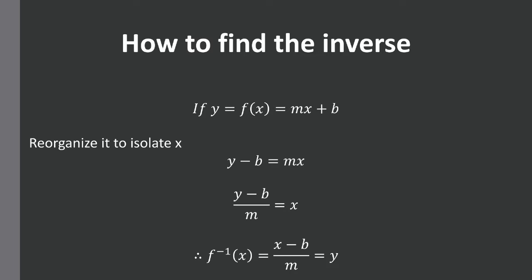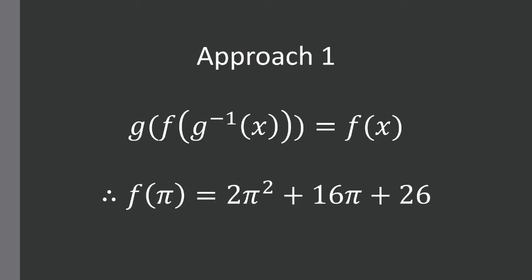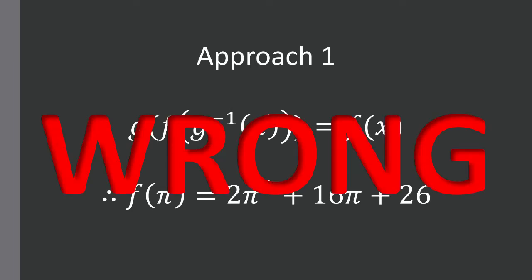Now, armed with this knowledge, let's take a look at this question. If I want to solve it, some people might say, I have g of f of g inverse. According to the properties of inverse, isn't this just equal to f of x? Therefore, f of pi is just 2 pi squared plus 16 pi plus 26. Well, you can't be more wrong.